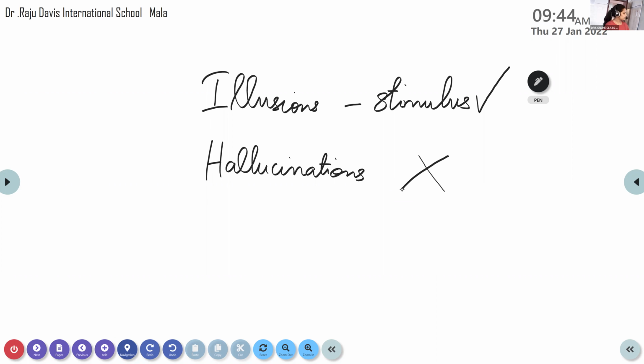All right. So in illusions, as Kevin said, that's the same example we discussed in class. When you see a rope on the floor, you perceive it as a snake. That is an illusion. That's not a hallucination. How would that become a hallucination? If there's no rope out there and still you see a snake on the floor, then that is a hallucination, which means it does not have a stimulus there. When a stimulus is present, it's always an illusion.